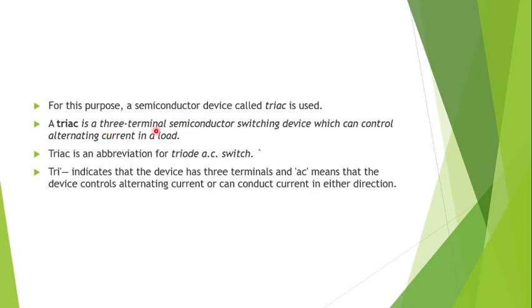TRIAC is a 3-terminal semiconductor switching device which can control alternating current in a load. TRIAC is an abbreviation of triode AC switch. This tri indicates that this device has 3 terminals, and AC means that the device controls alternating current or can conduct current in either direction.